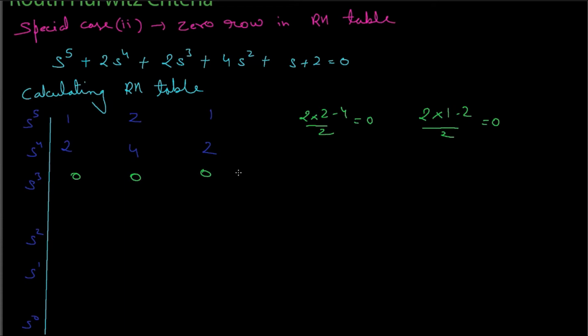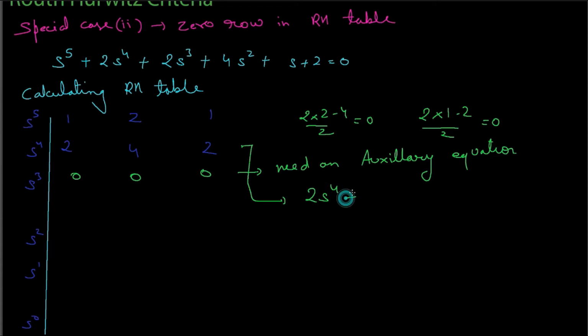We will construct the auxiliary equation in the similar manner that we calculated earlier. Again, we will use the row just above the all zero element row. So here the first coefficient is 2. We will multiply this 2 with the power of s just left to that. So that is 2 s raised to power 4.